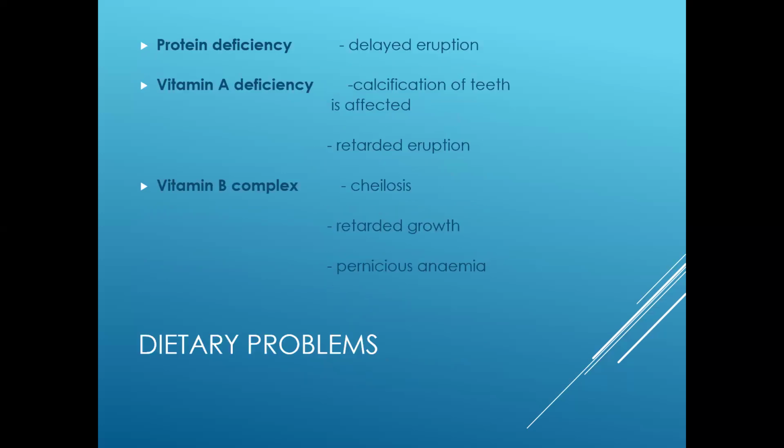Another condition is dietary problems. Dietary problems we can see mainly as protein deficiency, vitamin deficiency. Protein deficiency often leads to delayed eruption of teeth. And vitamin deficiencies such as vitamin A deficiency, here the calcification of teeth is affected and it causes retarded eruption. And vitamin B complex deficiency is mainly seen as retarded growth and cheilosis and pernicious anemia. These all lead to malocclusion at a later stage.